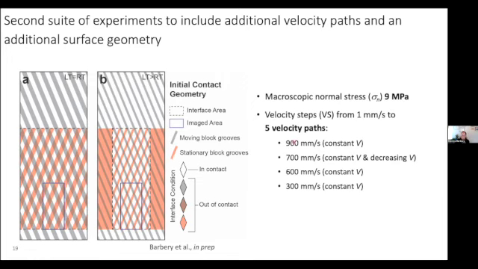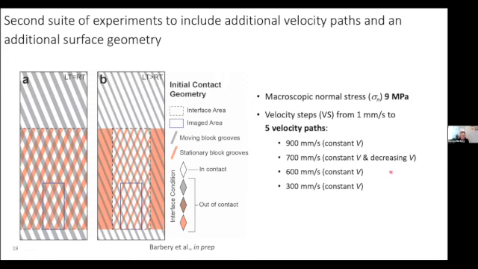We did some experiments where we decreased the velocity from 700 millimeters per second at the beginning of sliding, and then it slowly decreased to 0. And so this way we could verify that this evolution of local normal stress holds up over different experimental conditions. And so looking at the mechanical data, we saw much what we would expect to see.